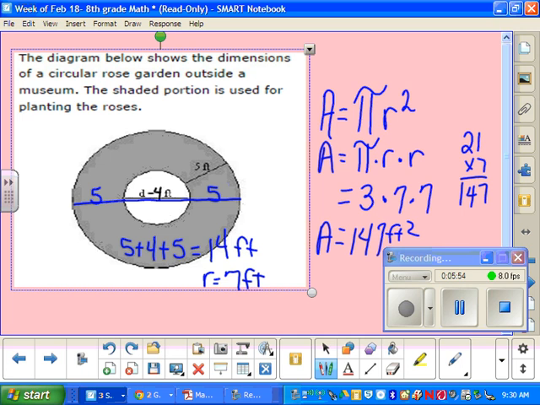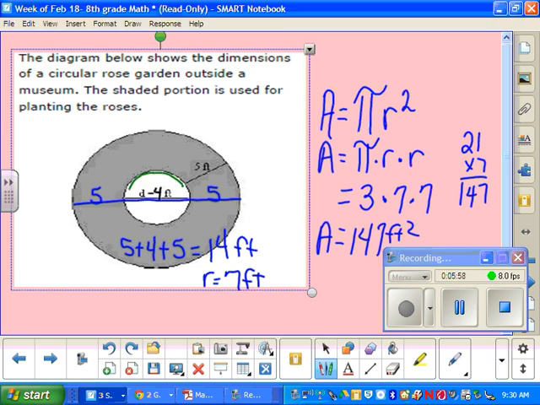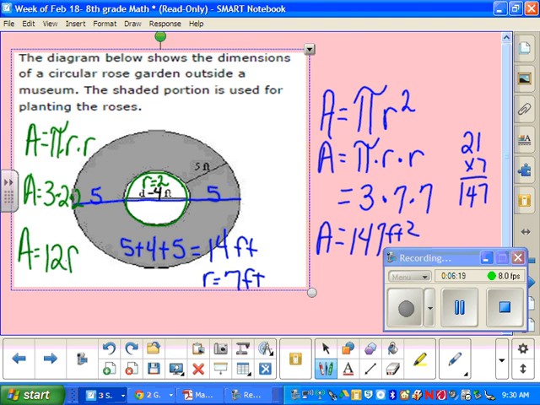Okay, now let's find the area of the smaller circle on the inside. On the inside, you see that you have a diameter of 4. So your radius is half of that. Your radius is 2. And when we plug that into the formula, we're going to say, once again, pi r squared. So area is 3 times 2 times 2. So 3 times 2 is 6. 6 times 2 is 12. So we have 12 feet squared.